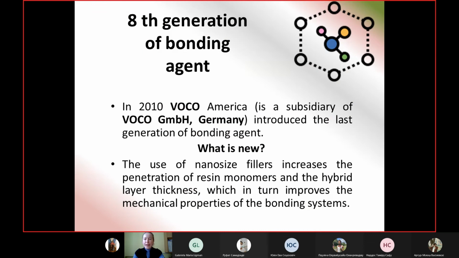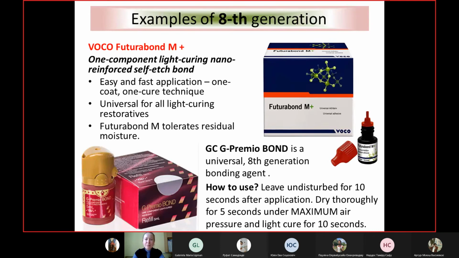The eighth generation of bonding agents was introduced in 2010 by the company Voco. Actually, they put nanoparticles into this bonding agent. And nanoparticles increase the penetration of resin monomers and the hybrid layer thickness, which in turn improves the mechanical properties of the bonded systems. Example of the 8th generation: Voco Futura Bond M, easy, fast application, one coat, one cure technique.